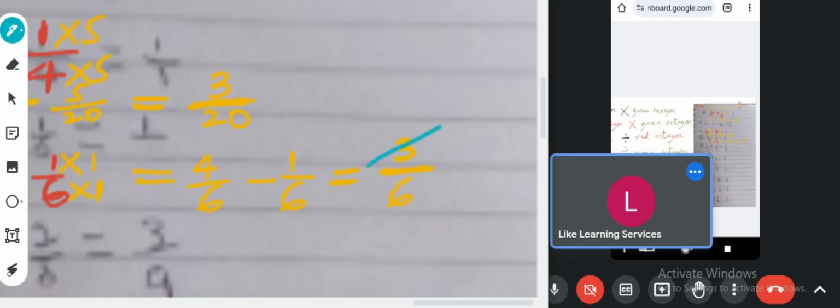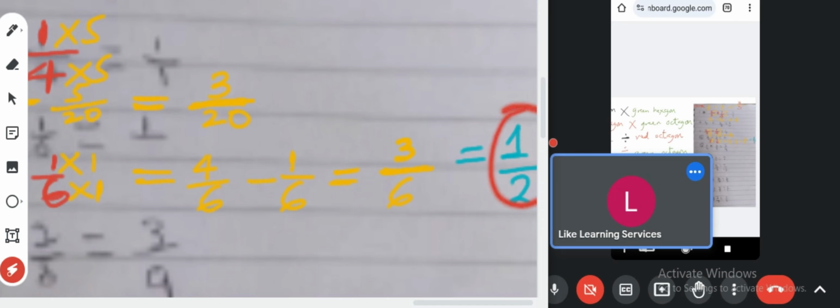3 can divide 3, and what you'll be left with is 1. And then 6 can also divide 3, and what you have is 2. Did you see what I wrote? I wrote 1 over 2. How did I come about the 1 over 2? Look for a number that can divide 3 and also divide 6. And that number is 3. Because 3 divided by 3 will give you 1, and 6 divided by 3 will give you 2. So you now have the final answer.